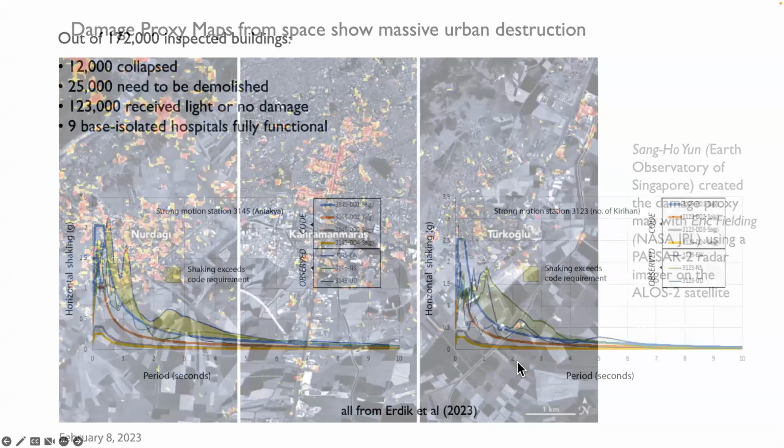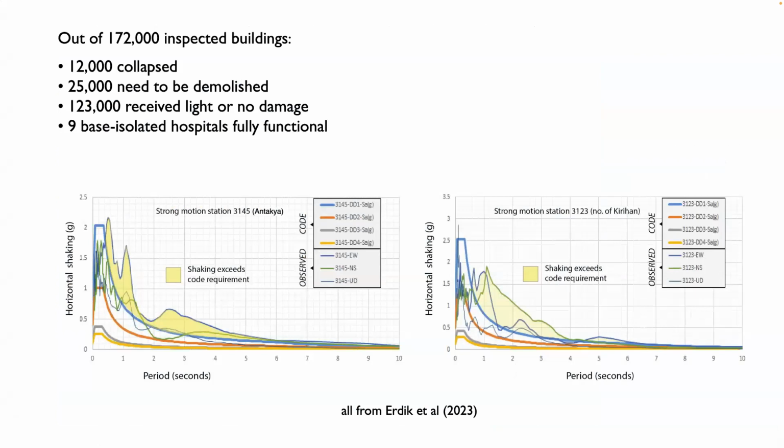So let's look at what can be said about the performance of the buildings in this earthquake sequence. 12,000 collapses, another 25,000 that will be demolished. In contrast, 9 base isolated hospitals, and those are buildings that solve the problem by having rubber and lead gaskets at the base, are fully functional. So modern design works, but obviously there was a lot that didn't work. So what went wrong? What can we say?